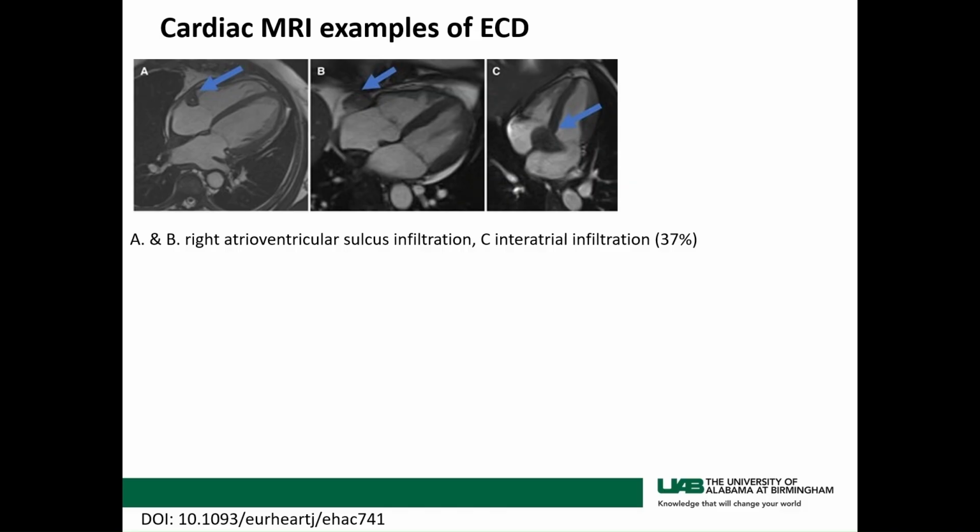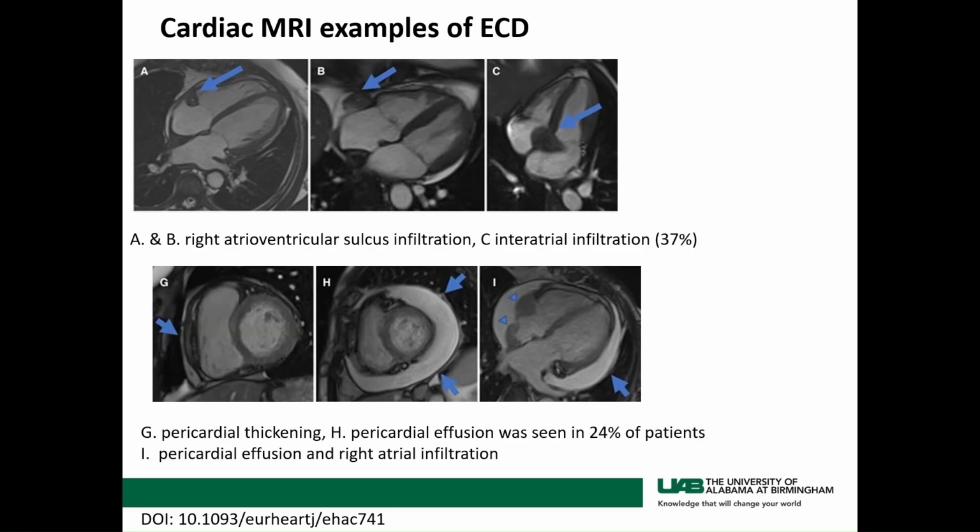So let's talk about some show and tell. These are some examples of cardiac MRI where it shows that there is atrial infiltration. Remember, these are the top chambers, and you can see the ECD histiocytes infiltration in the top chamber. This is still within the top chamber, but it's between the top two chambers. It's called atrial infiltration.